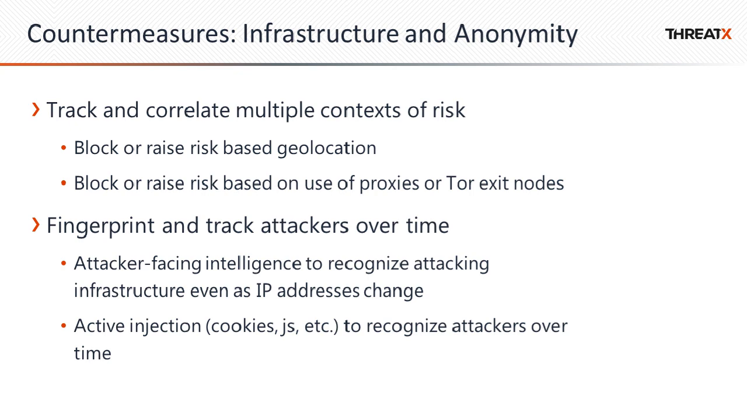So how can we kind of fight against this first link in the chain, if you'd like to call it that? So one of the things you can do is you can track and correlate multiple contexts of risk. So you want to go beyond just the IP address when you're looking at these things. One thing that is very popular is to do geolocation-based rules. So if you're not doing any business outside of the United States or some other country, a lot of times you can do geo-blocking and just say, hey, either I want to block or significantly raise the risk score for traffic that's coming in from outside the United States.